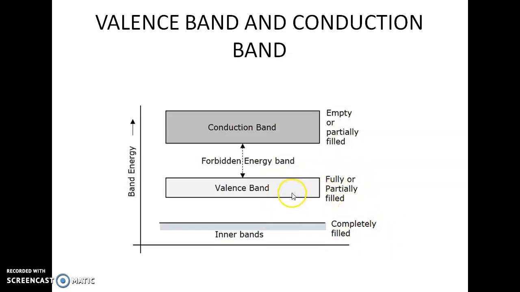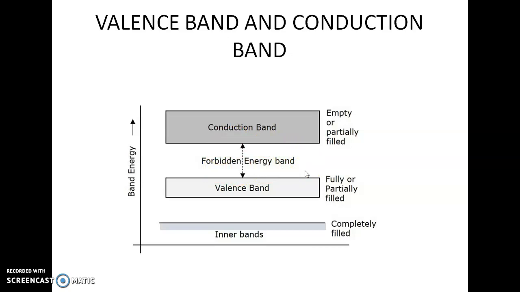Now the band next to the valence band is the conduction band. Either it is empty or it is partially filled. It is partially filled in metals and empty in insulators and semiconductors. I will explain in the next slide. So the band next to the valence band is the conduction band, and the conduction band corresponds to the conduction of electrons. The space between the valence band and conduction band is the forbidden energy gap or forbidden energy band.